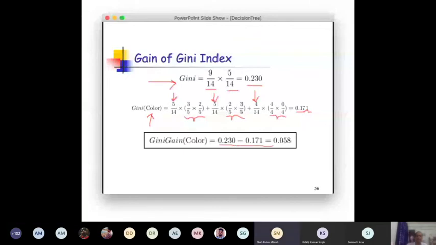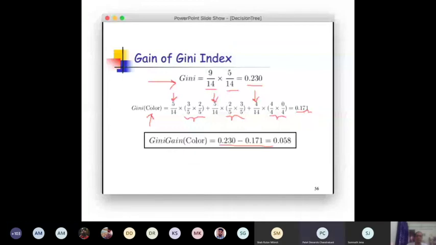Sir, why are we choosing the attribute shape as the Gini index? Because it's maximum. Why am I choosing attribute shape as the Gini index of the entire class rather than the Gini index with respect to shape? I don't get your question. I have never talked about shape here.